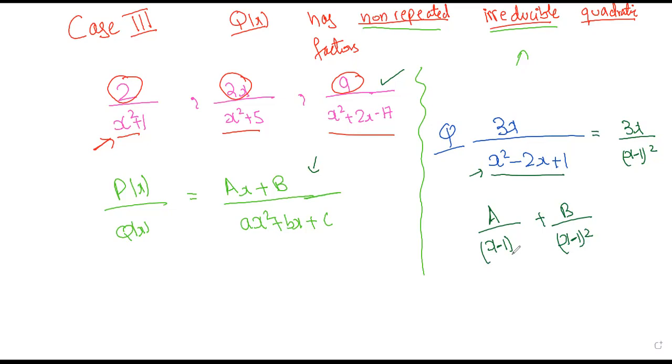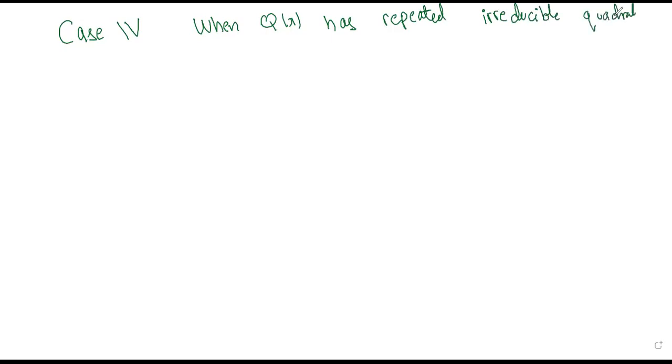And let's talk about the fourth type quickly. So this is the case number 4. What do we have over here? When q of x has repeated irreducible quadratic factors. What is the difference in the third type and in the fourth type?